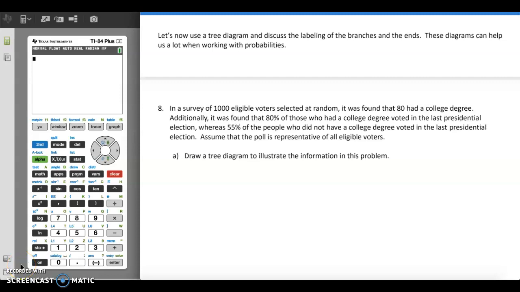For our next question, let's practice using a tree diagram, and we're going to discuss how we label the branches and the ends of the tree diagram. Because these tree diagrams can really help us a lot when working with probabilities, not only in the problems we're going to do today, but in another type of problem that we will learn in the next section.